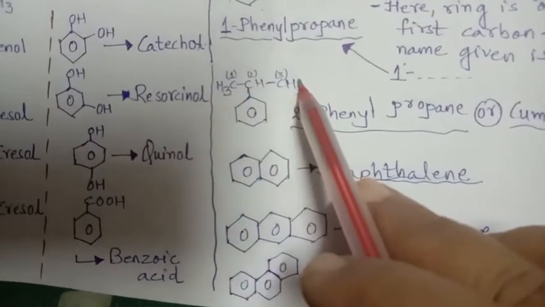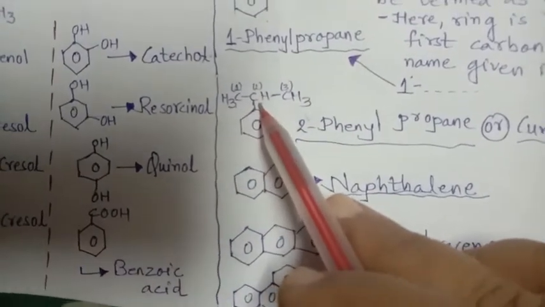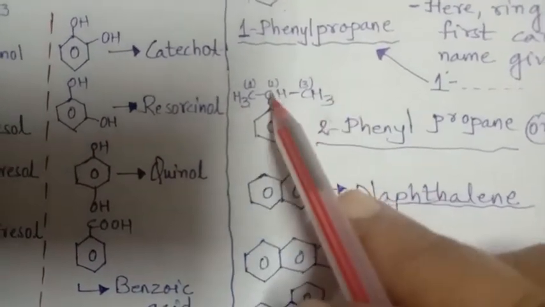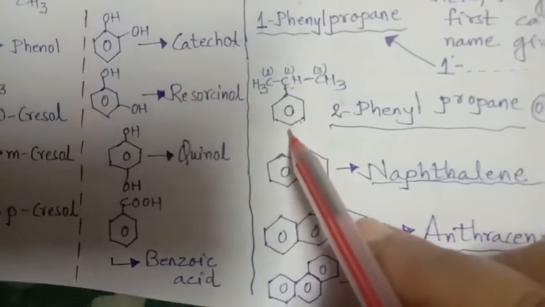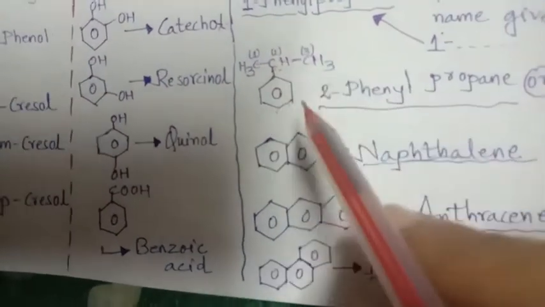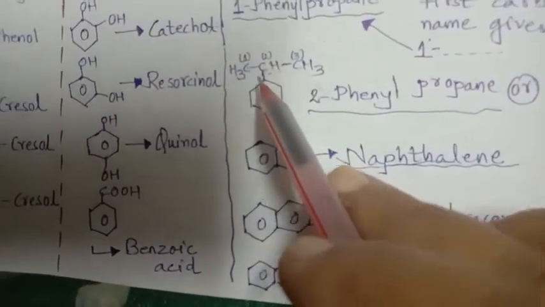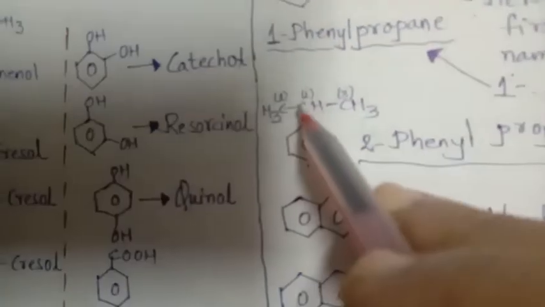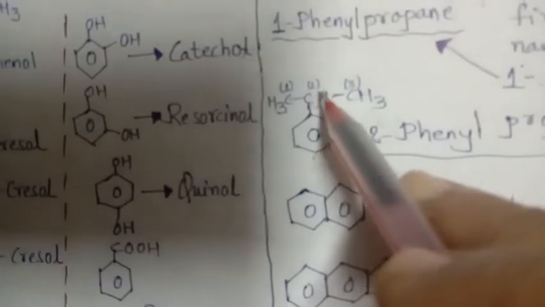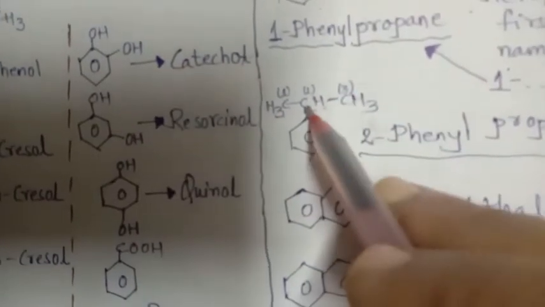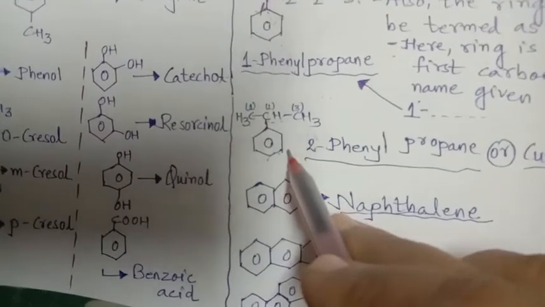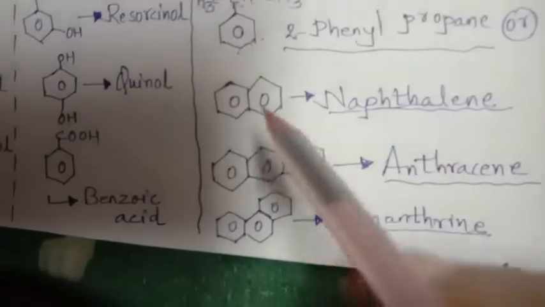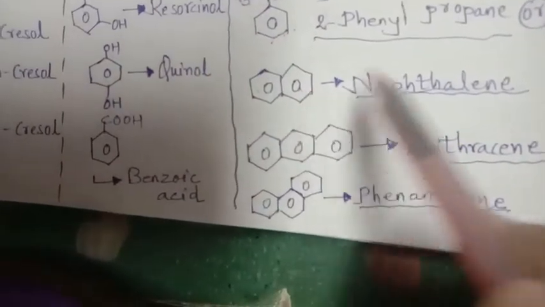Here also there are 1, 2, 3 carbons, but the ring is on the second carbon. So we will give the number accordingly. 2-phenyl, 2 meaning the second carbon. 2-phenyl propane. Clear? Because on the second carbon the ring is there. Here it was on the first carbon, so 1-phenyl propane. Here on the second carbon, so it will be given the name 2-phenyl propane. Clear? The next is two benzene rings attached to each other, which is naphthalene.